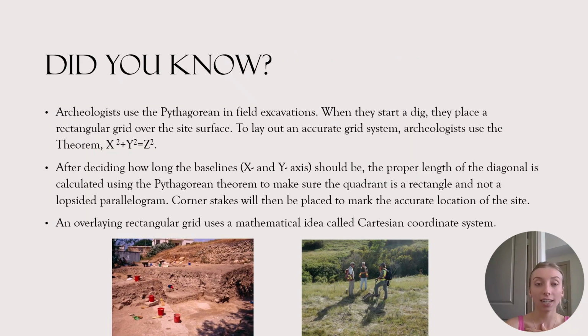Okay, here's another fun fact. So this is also used with archaeologists. They can use the Pythagorean theorem whenever they're doing field excavations. They're going to start a dig and they place a grid over the site surfaces. They're going to lay out something very accurate, and they can use the theorem x squared plus y squared equals z squared. Once they get the baseline sides, like the x and y, aka the legs, the proper length of the diagonal is calculated by using the theorem to make sure the quadrants are rectangle and not a lopsided shape.